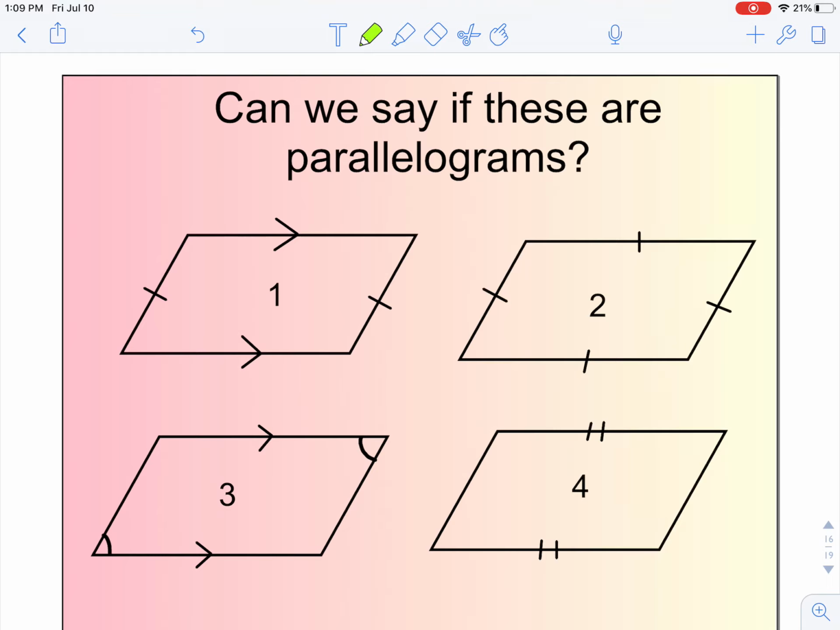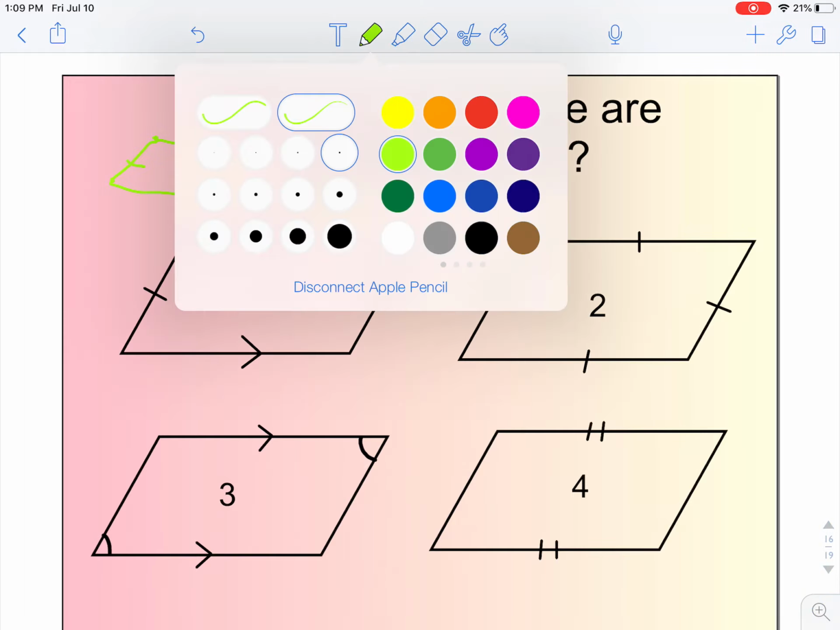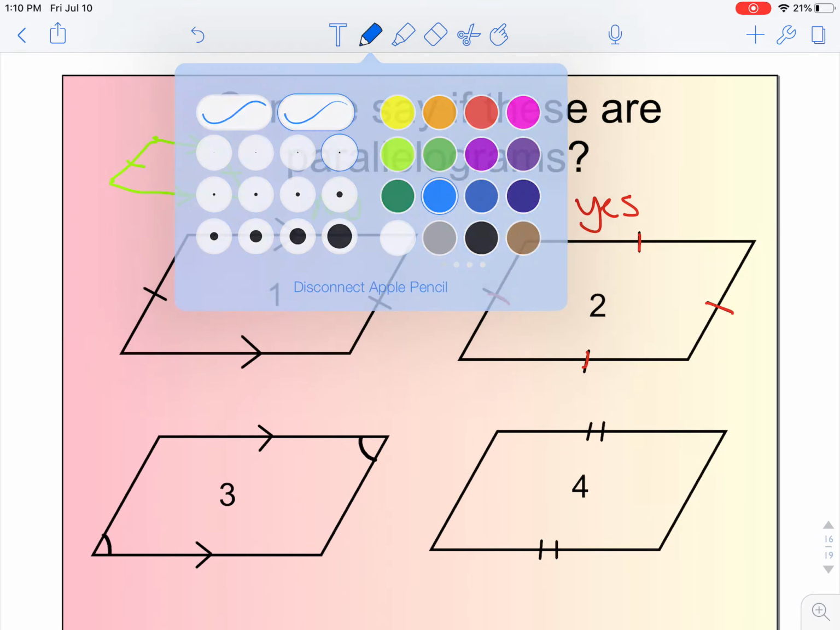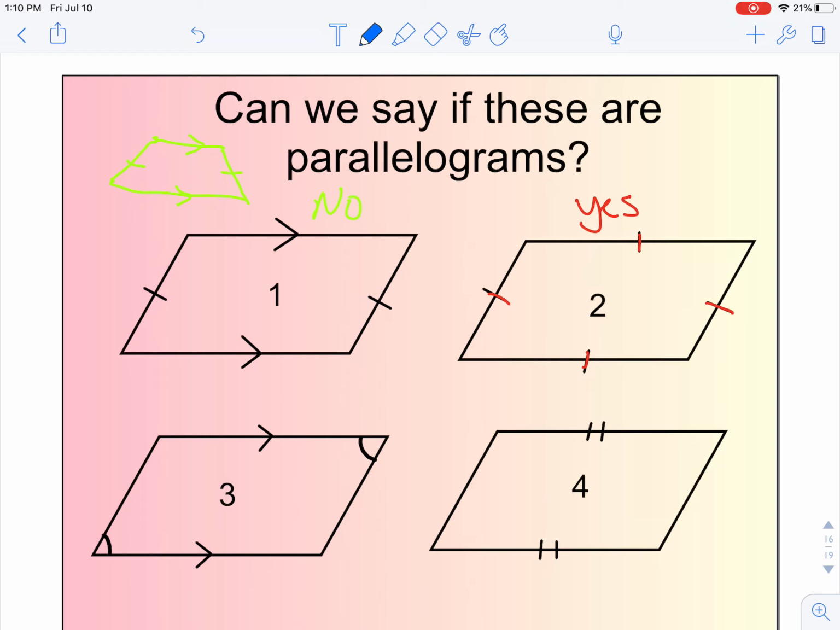So how about, could we say if these are parallelograms or not? Do we have enough information to say? Well, we just drew an example for number 1. On that last screen, we drew parallel lines, and that is the same, but that's kind of our counterexample. No. Okay, so what about the next one? We have opposite sides congruent. Both pairs of opposite sides are congruent, and it just happens to be that they are all the same. But that's still okay.